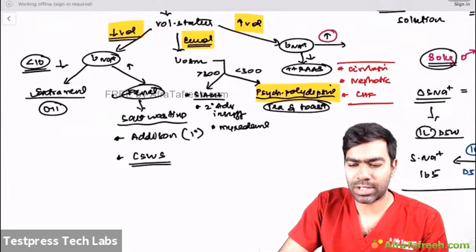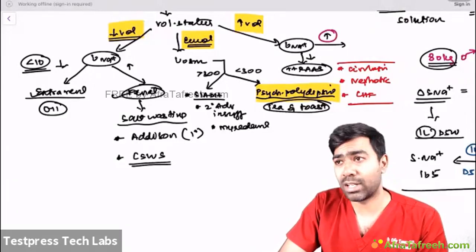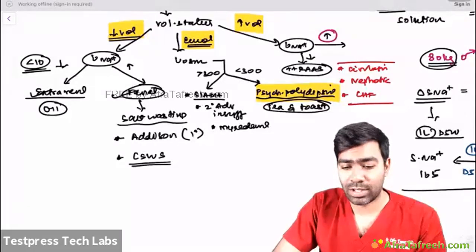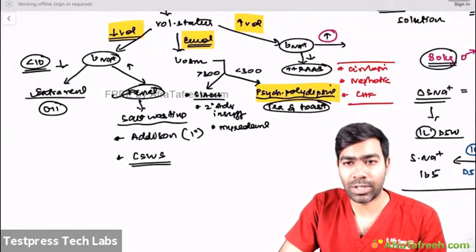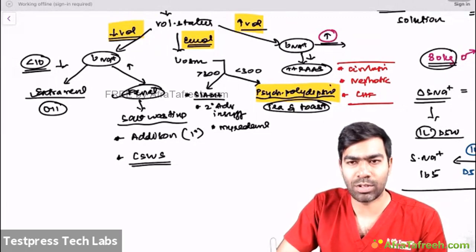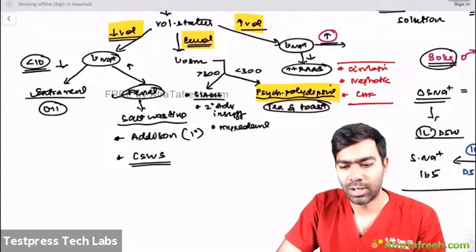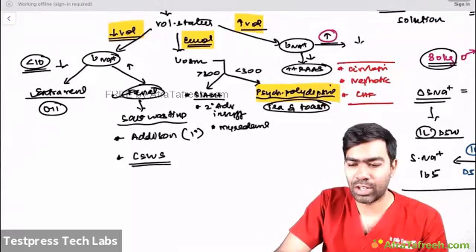Whenever the urine sodium is high, but still the patient is having a hypervolemic state, you might be confused, like how is it possible? This patient is losing more sodium in the urine, but having a hypervolemic state means the patient is having a low GFR.